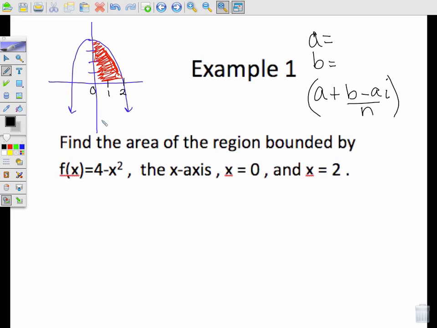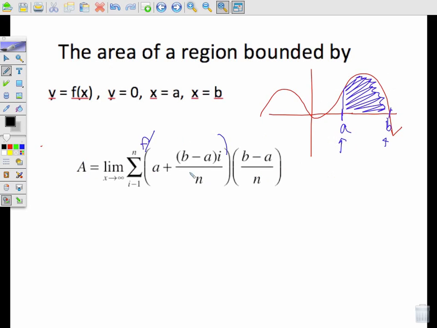All right, we are back at it here. This is pretty much the same example, except we're actually going to find the real area and not estimate it. Finding the area of the region bounded by the function and the x-axis, x equals 0 and x equals 2. The function here opens down. We're finding the area of this red shaded region, and we have to follow this formula right here.